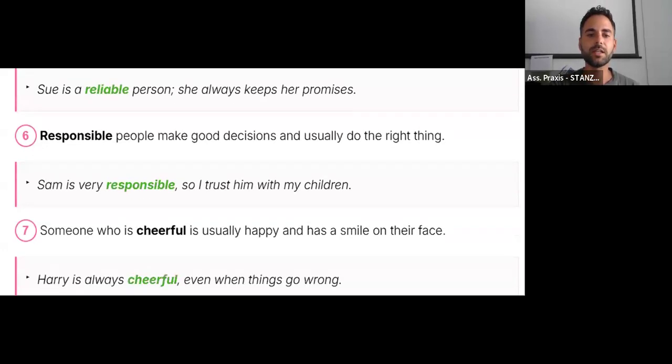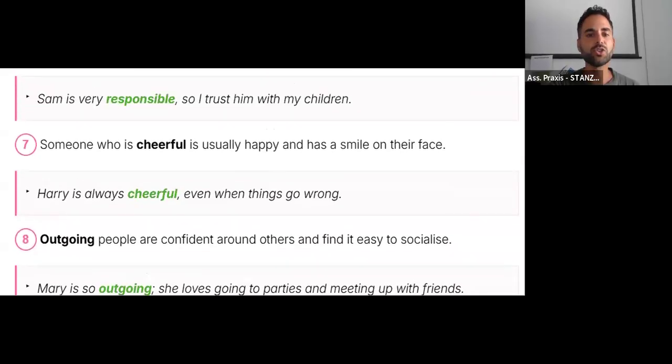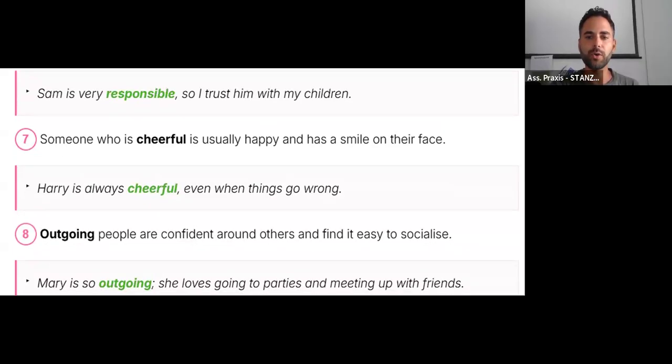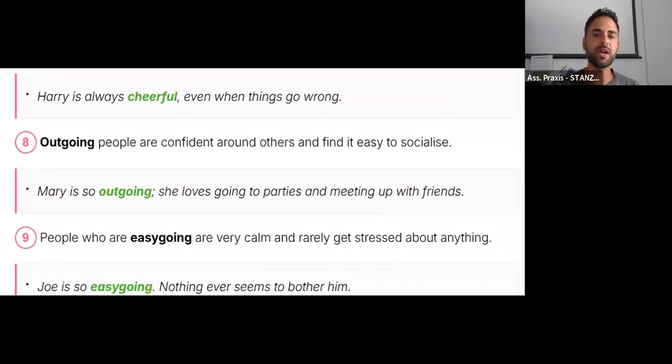Number 7, someone who's cheerful is usually happy and has a smile on their face. Harry is always cheerful, felice, contento, sorridente, even when things go wrong. Number 8, outgoing people are confident around others and find it easy to socialize. Outgoing might be estroverso, amichevole, socievole. Mary is so outgoing. She loves going to parties and meeting up with friends.